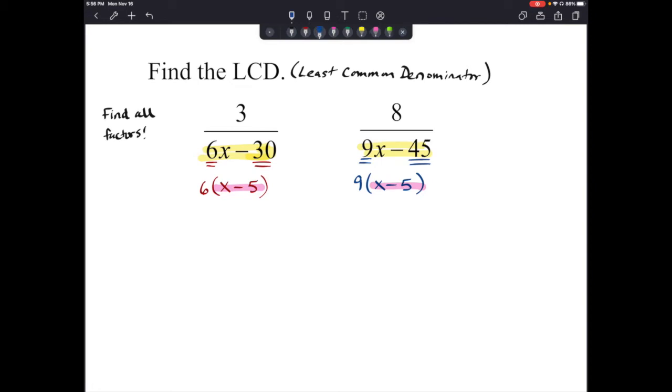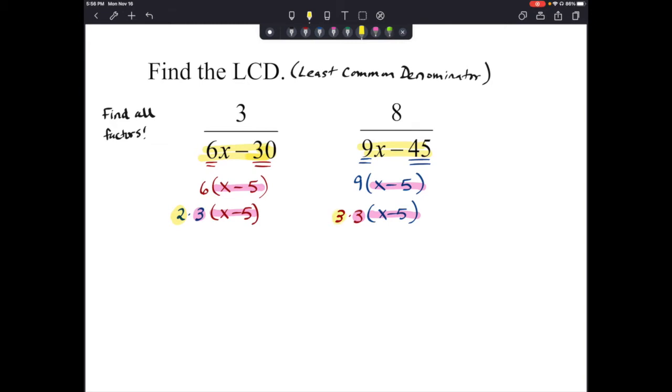Now let's take those numerals and break them down a little bit more. I have a 2 times a 3 times the quantity of x minus 5. And then we know that 9 is a 3 times a 3 times the quantity of x minus 5. So when we look at it now, we have an x minus 5 in each of them, and they each have a 3. You'll notice here that the left side has a 2 that the right side doesn't have, and then the right side has a 3 that the left side doesn't have.